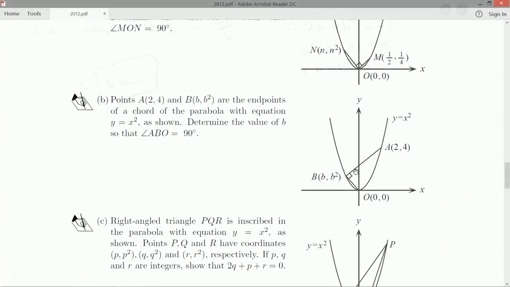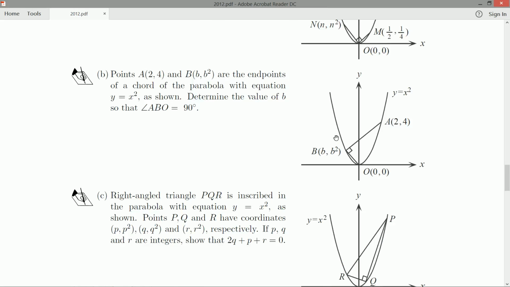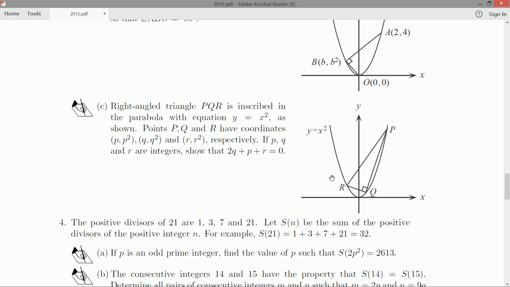And now the question that actually had the triangle. So, right angle triangle PQR is inscribed in the parabola, the same parabola we've been using the whole time. Points P, Q, and R have coordinates p, p squared, q, q squared, r, r squared. So they're not giving us anything. They gave us some points earlier on. And we don't even get the origin this time.